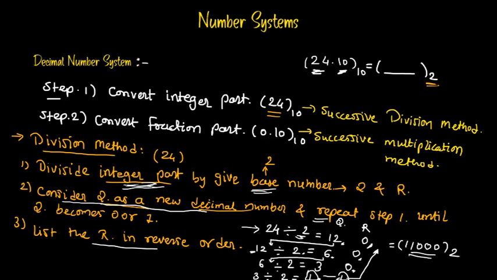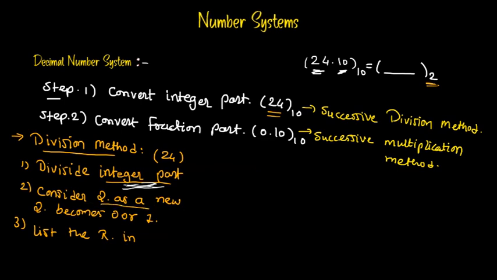Okay, let's take one more example. For example, we have one number, 45, and we want to convert this decimal number into the binary number system. So what we have to do: first, divide 45 by the base, which is 2. So we get an answer and one remainder. The answer is 22 and the remainder is 1.